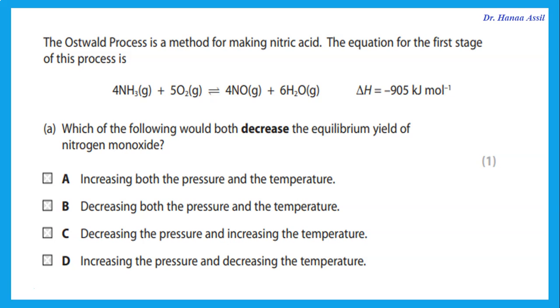What about the pressure? If I want it to go backward, backward forms 4 plus 5, that's 9. Forward will form 4 plus 6, that's 10. So if I want to go backward, then we're forming less number of moles, so I should increase the pressure. And that means if I want less yield of NO, I should increase the pressure to go to the side with less number of moles, and I should increase the temperature because the backward is endothermic, and increasing the temperature goes endo.